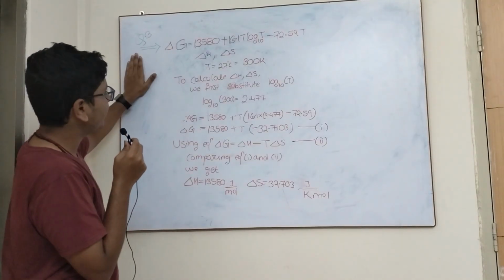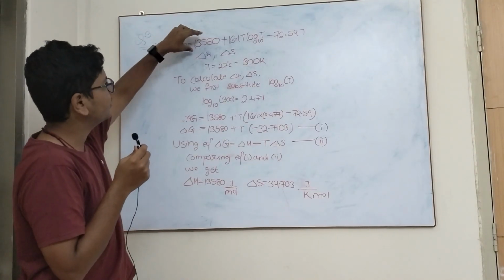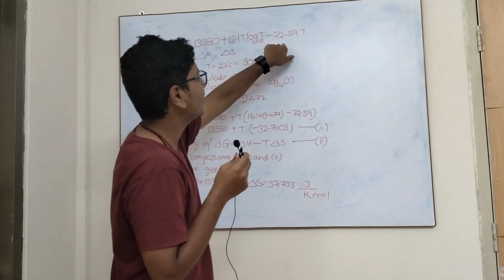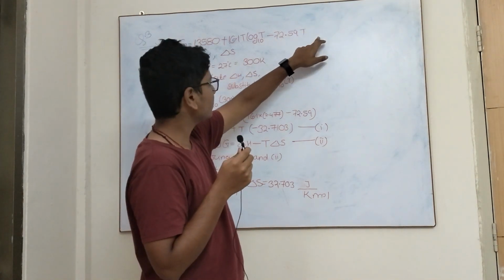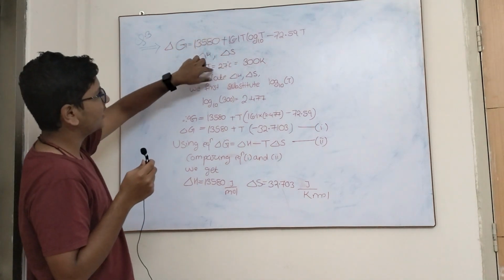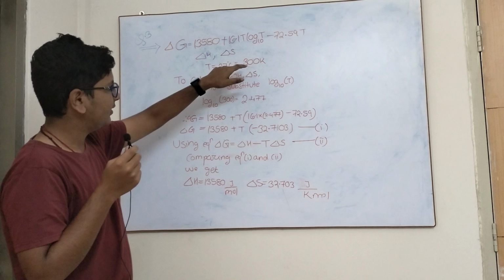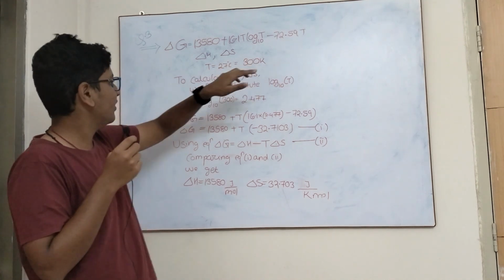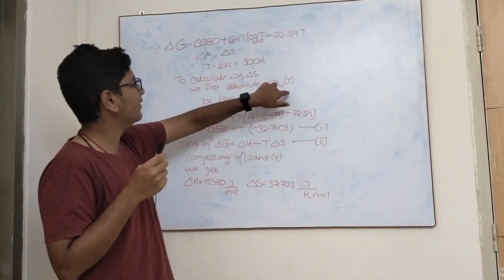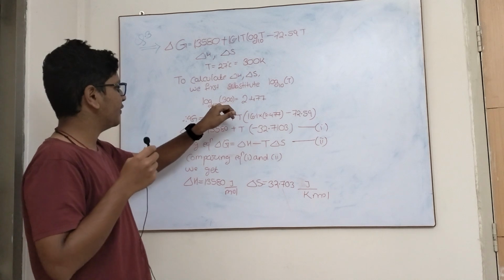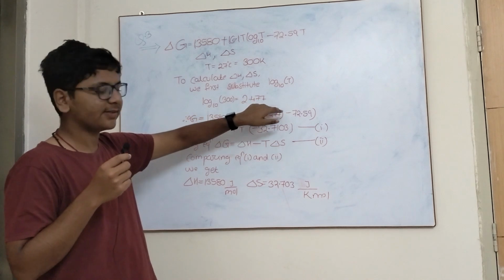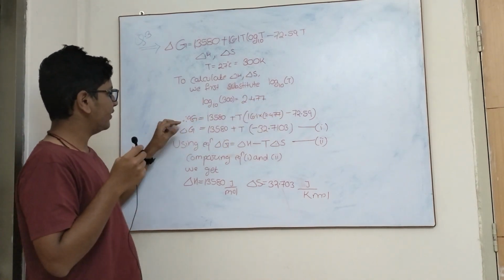Look at question number 3 of the assignment. We are given delta G is equal to 13580 plus 16.1 T log10 T minus 92.59 joule per mole in Gibbs energy. We have to calculate delta H and delta S, and we are given that T is equal to 27 degrees Celsius, that is nothing but 300 Kelvin in absolute scale. So to calculate delta H and delta S, we first substitute the value of log10 T. We are given T is equal to 300 Kelvin. So we use log10 of 300 and get the value of 2.477.